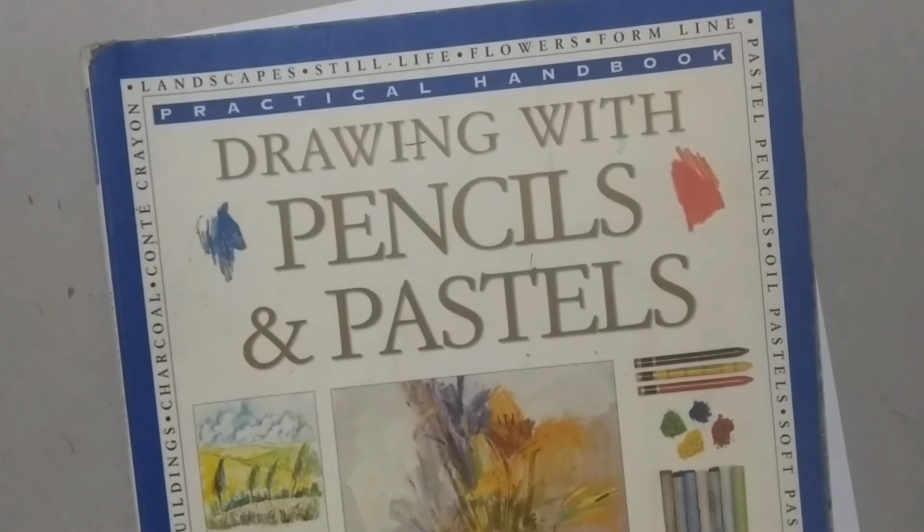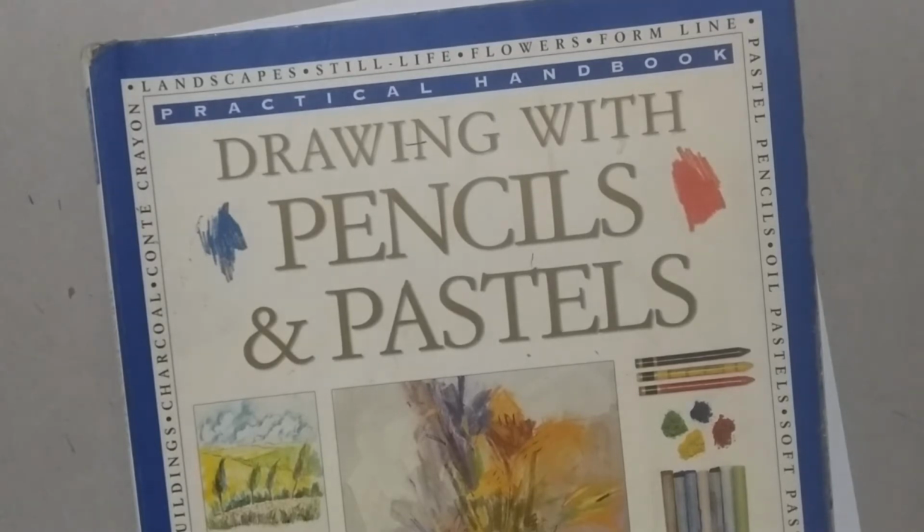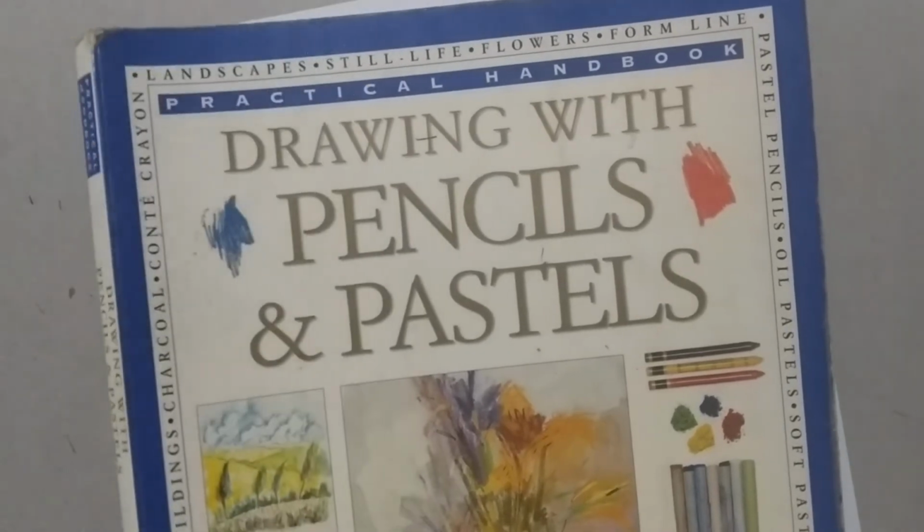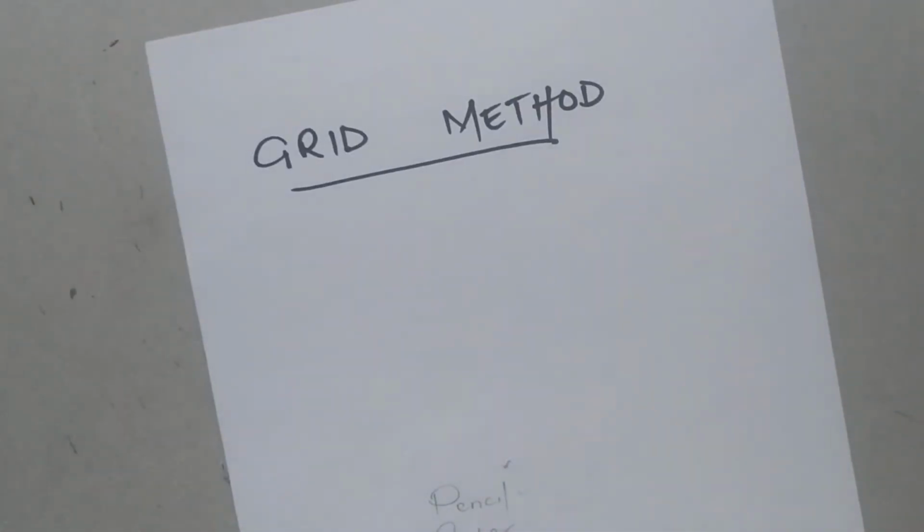Now, last term we looked at the basic elements and the basic principles that artists use whenever they want to create an artwork. And we also looked at some of the methods that artists employ in their work. In today's lesson, we will look at one method, which is the grid method.